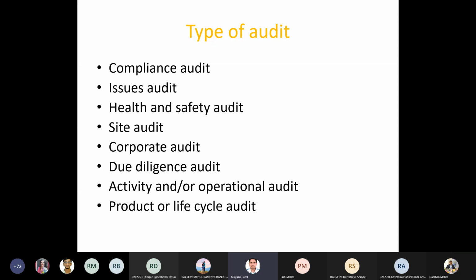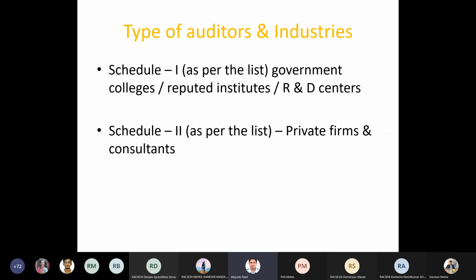Sometimes it is also termed as cradle to grave assessment. Then, based on the kind of auditors or the schedule of industries, we have Schedule 1 auditors and Schedule 2 auditors. You can find the recognized Schedule 1 and Schedule 2 auditors of the state by visiting the website of GPCB. Then you will have the list of private Schedule 2 auditors and the government Schedule 1 auditors.